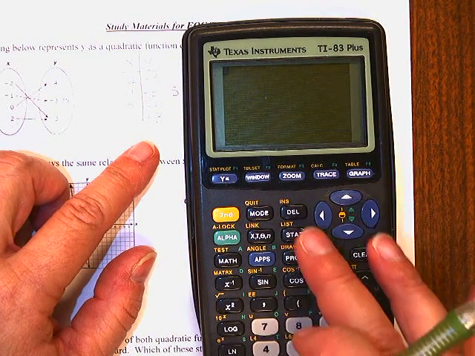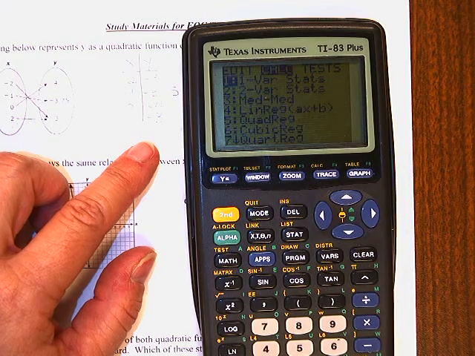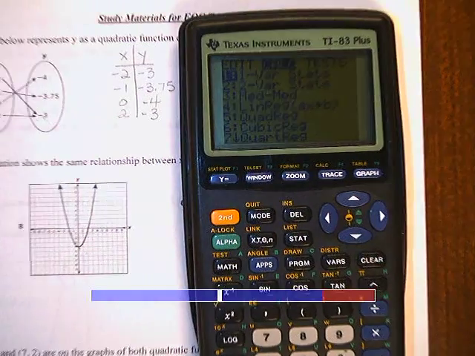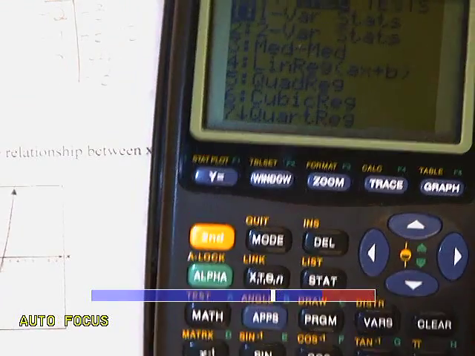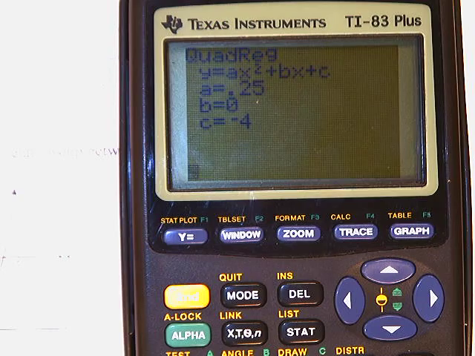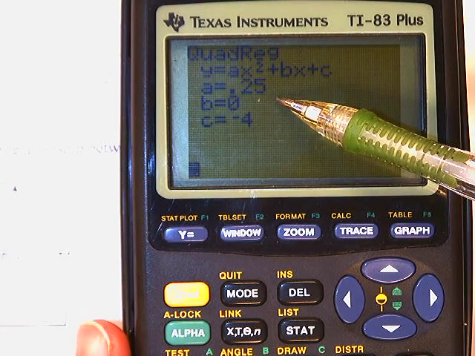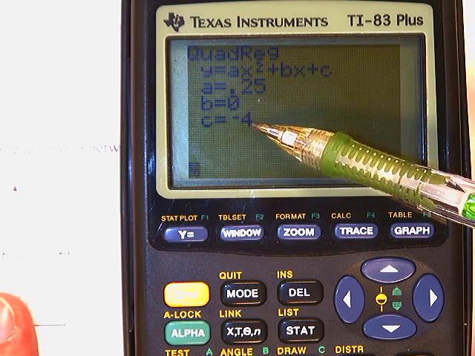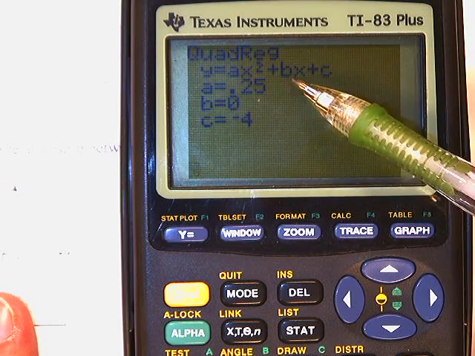And then I would hit Stat and arrow over to Calculate. And then right here at number 5 it says quadratic. So I'd hit number 5 and then Enter. And there it pulls up my equation. And there we get the same equation again, 0.25 x squared minus 4, because 0 is for B.